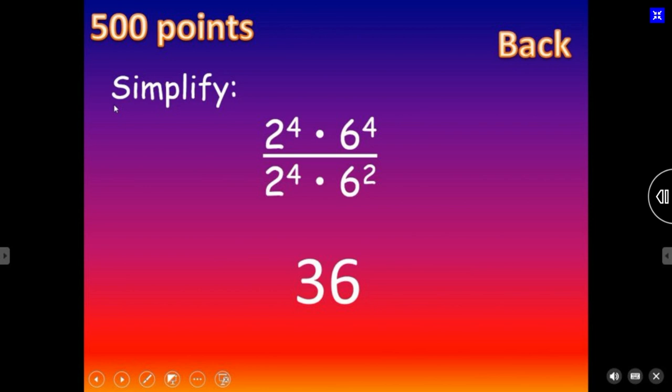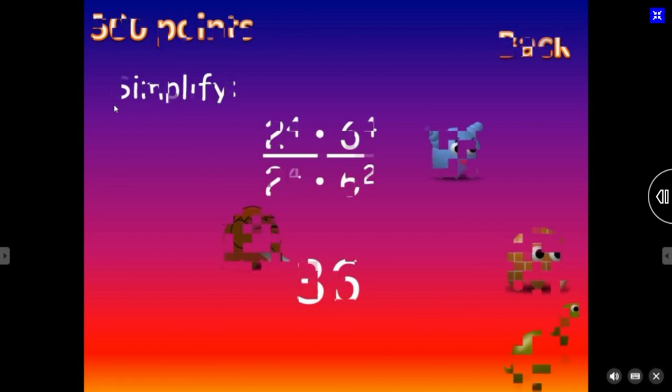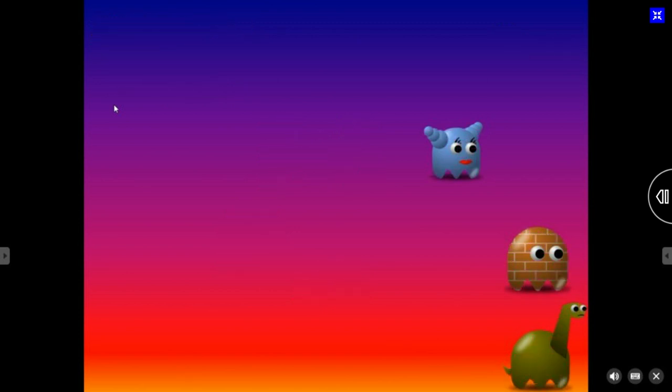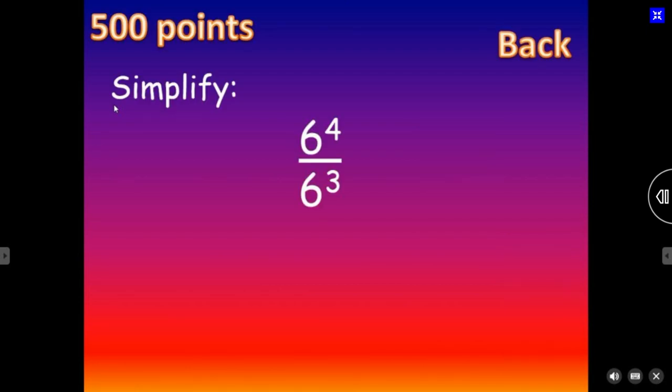Almost there. We're at the brick wall. Problem 18. Just 6. 4 minus 3 is just a 1, right? So that is just 6.